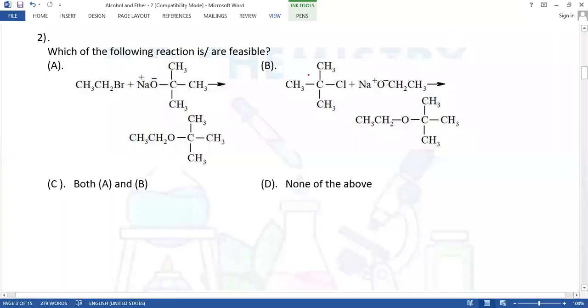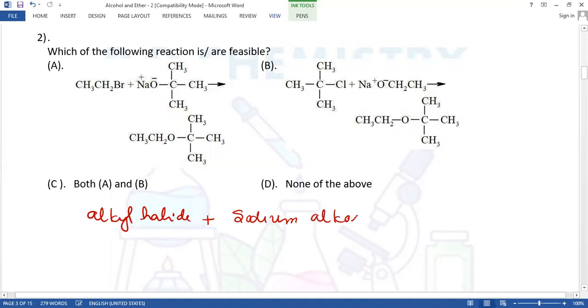Question number 2. Which of the following reactions is or are possible or feasible? Now if you see here, they have given an alkyl halide. First compound is the alkyl halide. And the second one is the sodium salt of an alkoxide. It is the sodium alkoxide, correct? So what is the general formula of the alkyl halide? RX. And sodium alkoxide is RO minus Na plus.